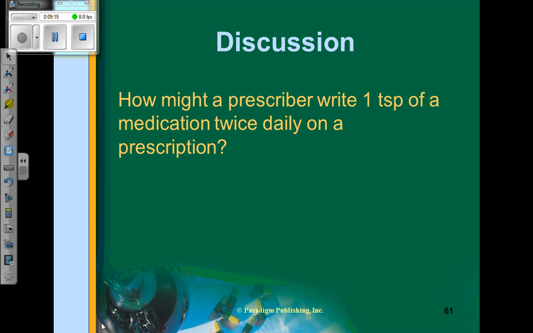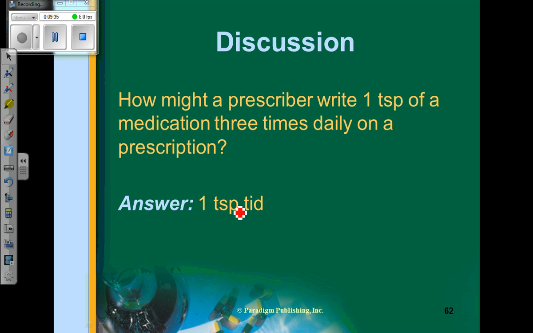So how might a prescriber write 1 teaspoon of a medication twice daily on a prescription? It would be 1 TSP for teaspoon, Q for every, 12 for 12, and then H for hours. How might a prescriber write 1 teaspoon of a medication 3 times daily on a prescription? Again, you would write 1 TSP for teaspoon and TID for 3 times a day.